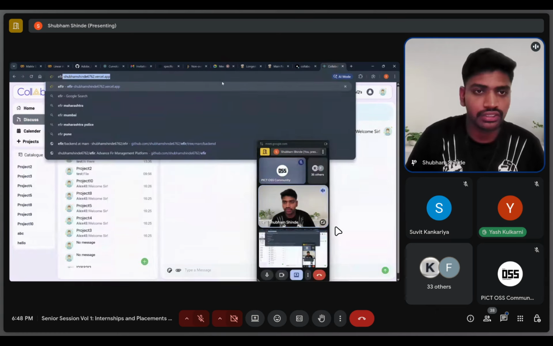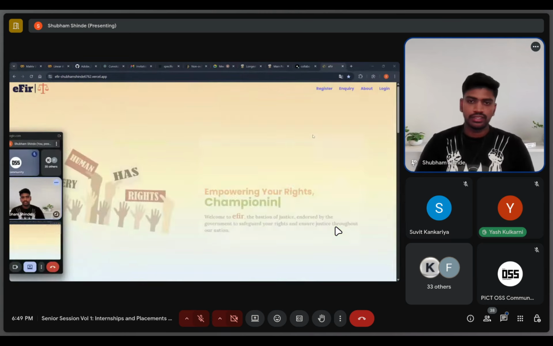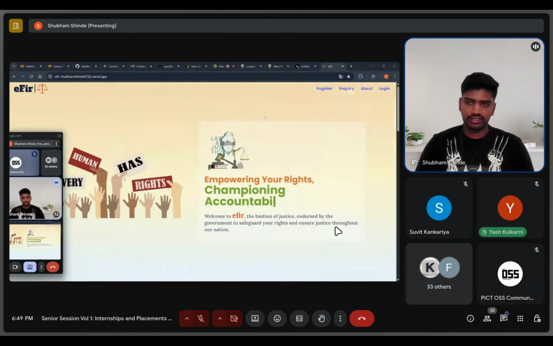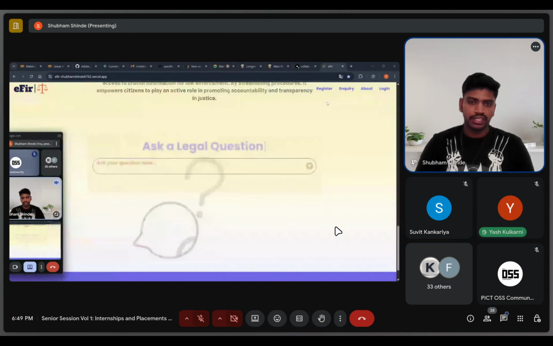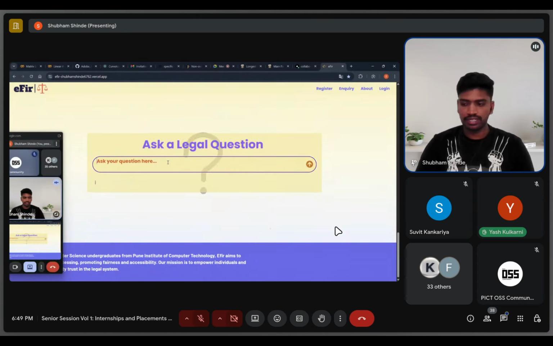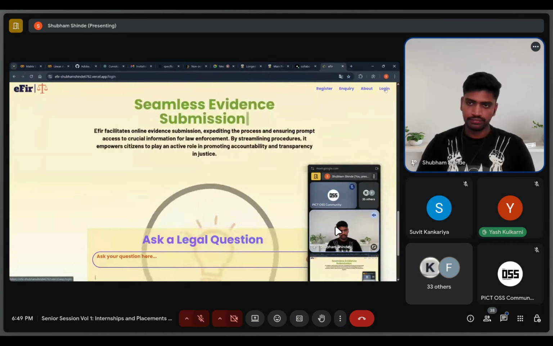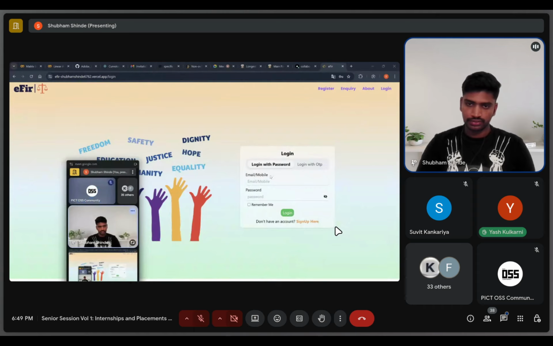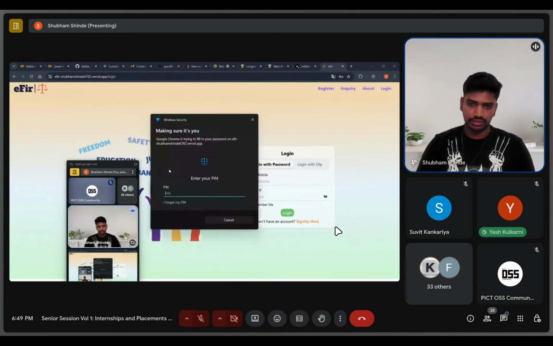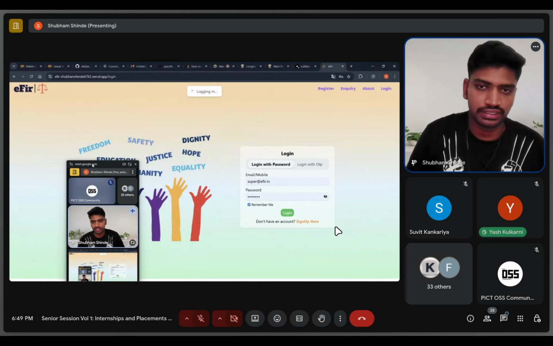Another project was this project. So you can see that this is a file management project where you can ask legal questions. The backend has the Gemini API, so you can get responses from Gemini. So this is all about this project. Let me show you some features of this project.